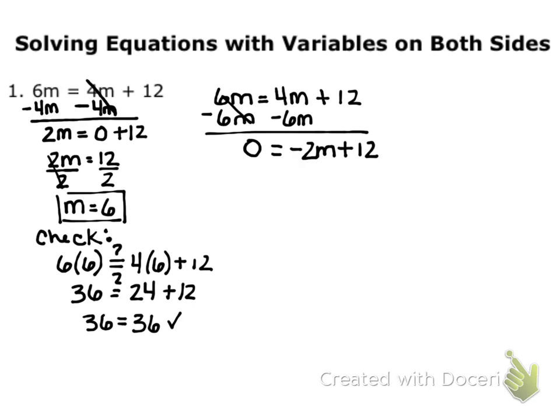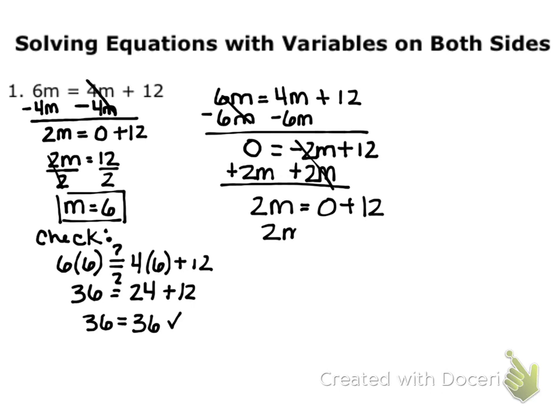So I would either have to move that negative 2m or move that positive 12 over to the other side, which creates your extra step. So I'm now going to add 2m back to the other side. So I'll have 2m equals 0 plus 12, which is 2m equals 12, and you'll notice we're right back where we were with the other solution to this problem, where we divide by 2 and we get m equals 6.